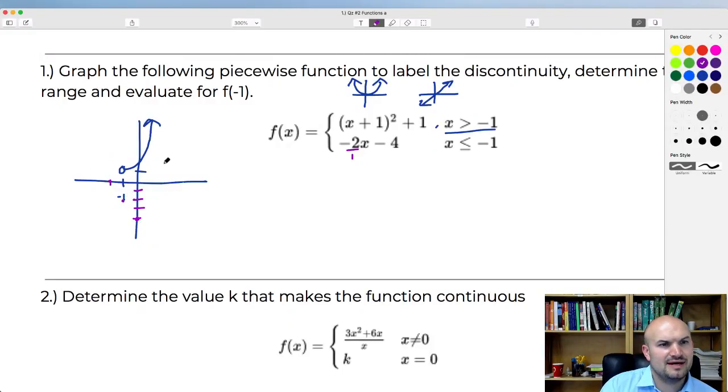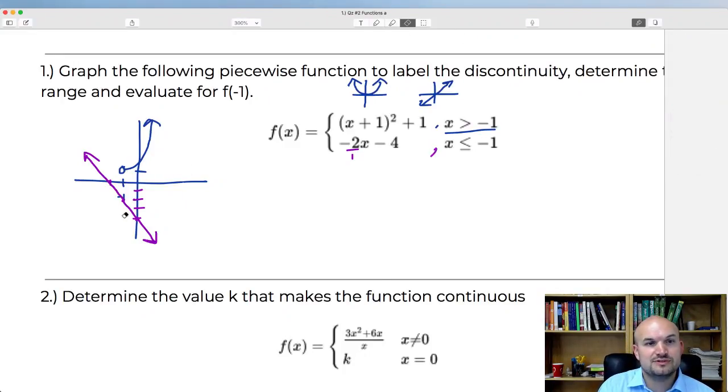Actually, I want to stop that. I want to graph it from there to there, and then from there to there. Okay, but again, noticing my domain restriction here, it says only graph this function, -2x minus 4, for x values that are less than -1.